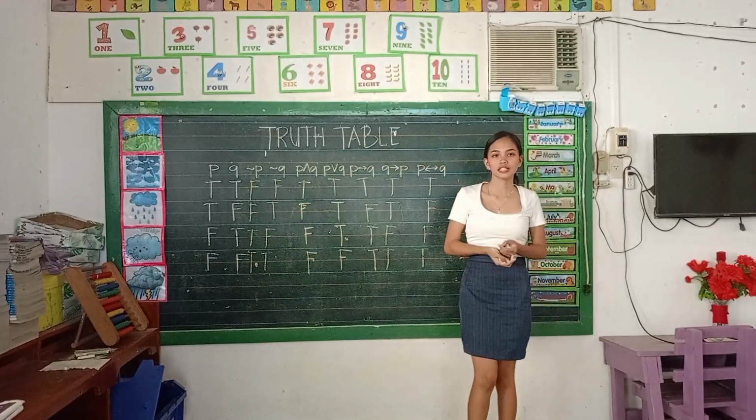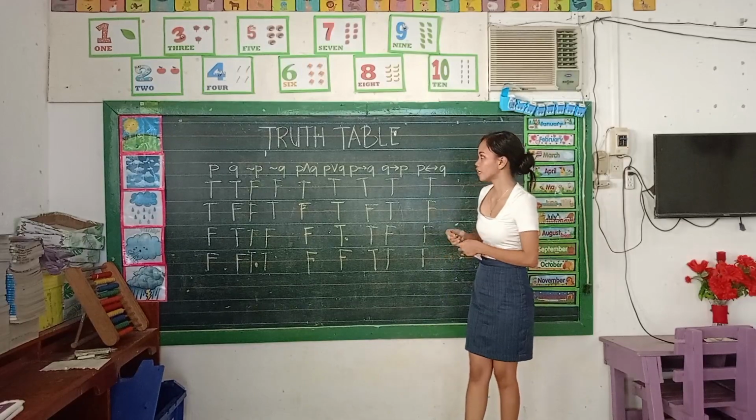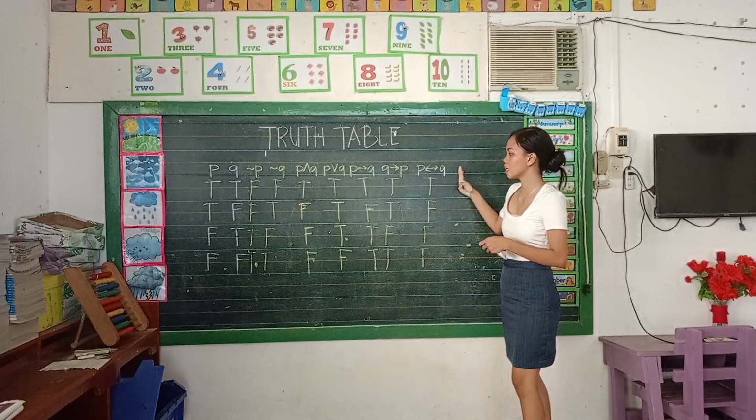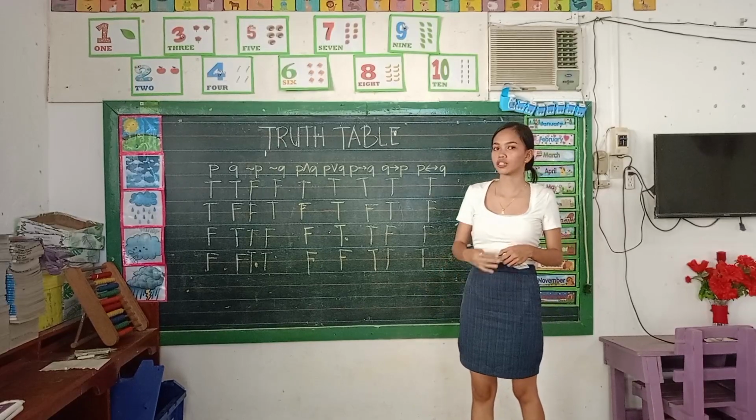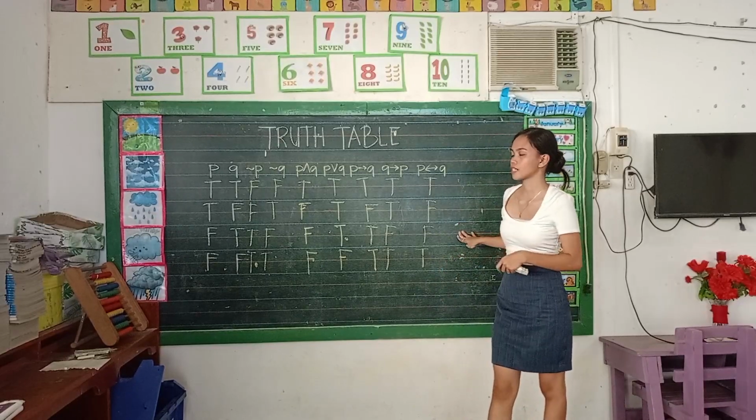So this is the truth values of the logical connectives when we apply them in the truth table.